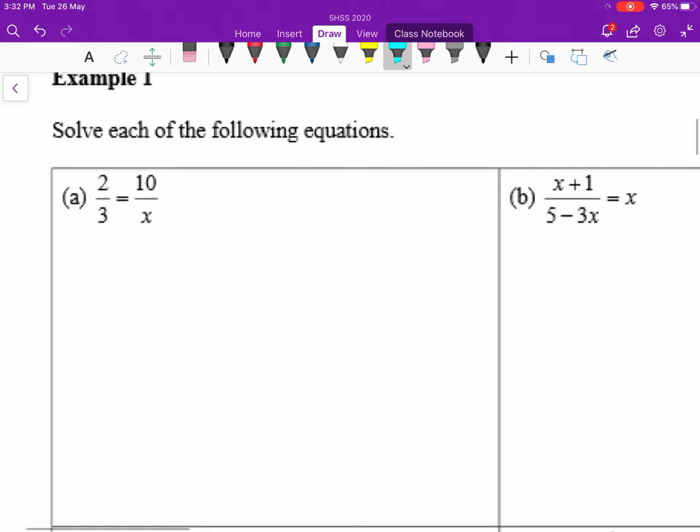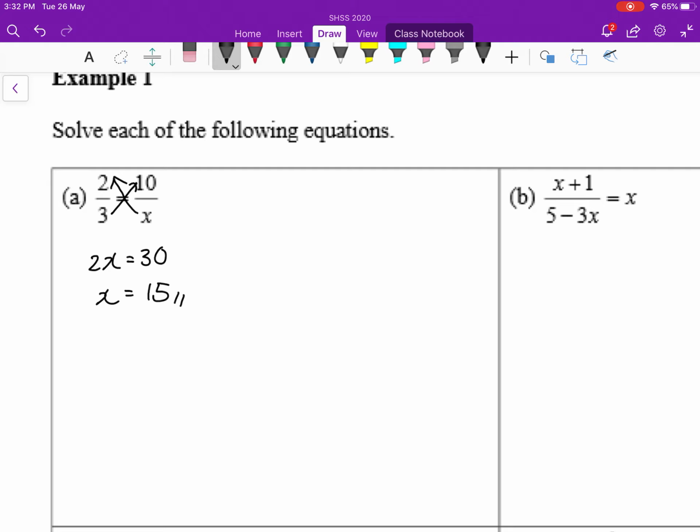Let's jump into example 1. Solve each of the following equations. I have 2 over 3 equals 10 over x. Now, this is just a recap. If you remember, fraction equals to fraction, we cross multiply. When we cross multiply, we get 2x equals 30. Divide by 2, x is 15. Right?